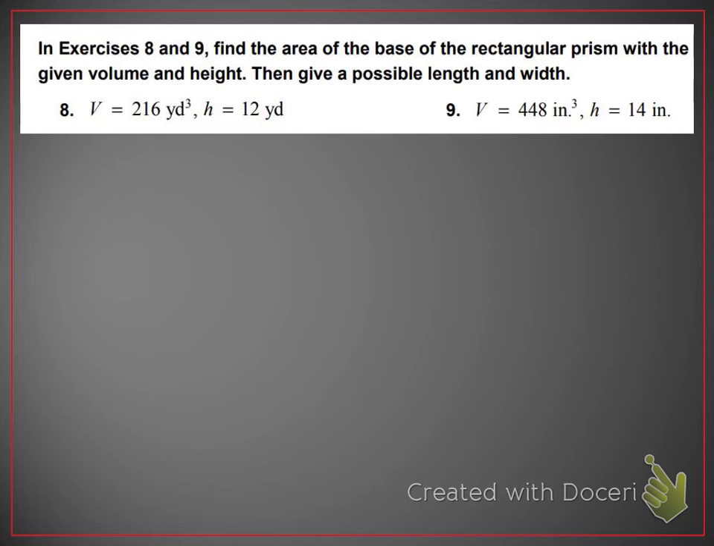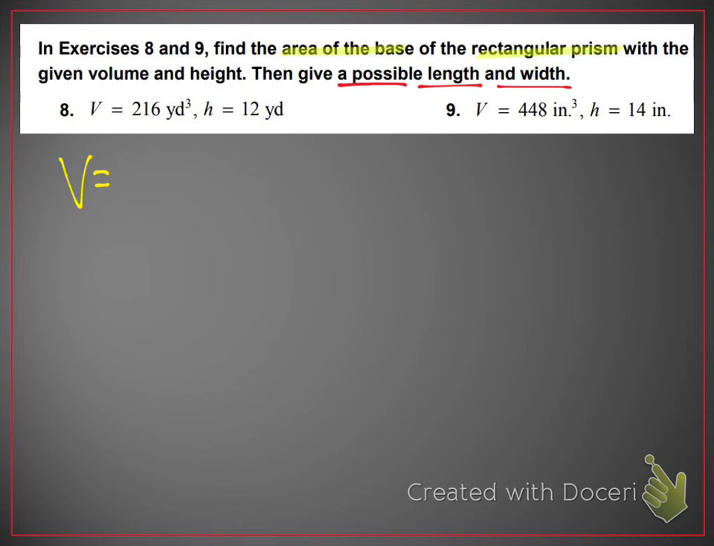So this is similar to what we've been doing. It's actually a little simpler. We're going to find the area of the base. So go ahead and highlight. We're finding the area of the base of a rectangular prism with the given volume and height. Then we are going to give a possible length and width. So that's the semi-new thing, but it's not super difficult.